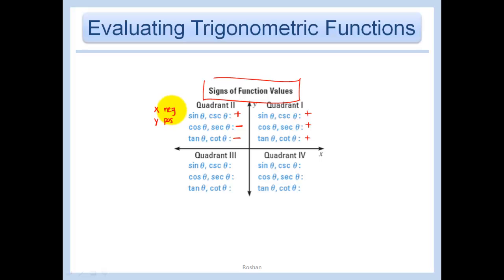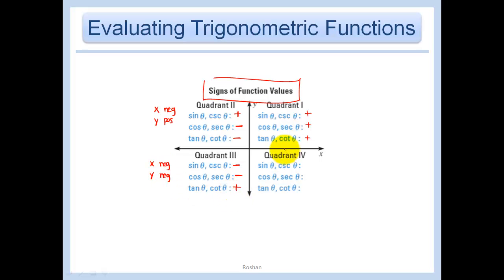And then tangent, which is y over x, is going to be negative because a positive divided by a negative is a negative number. When we're in quadrant 3, we have our x is negative and our y is negative, which means that all our sine stuff, which relates to the y, is going to be negative. All of our cosine stuff, which relates to the adjacent side or the x, is going to be negative. But tangent, which is y over x, is positive because a negative over a negative is positive.